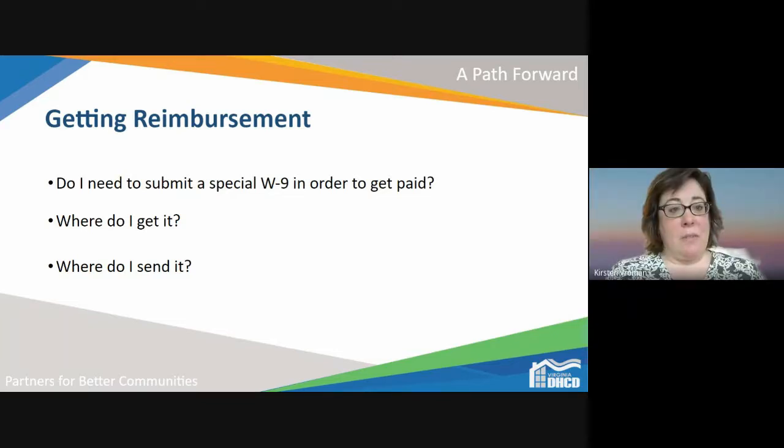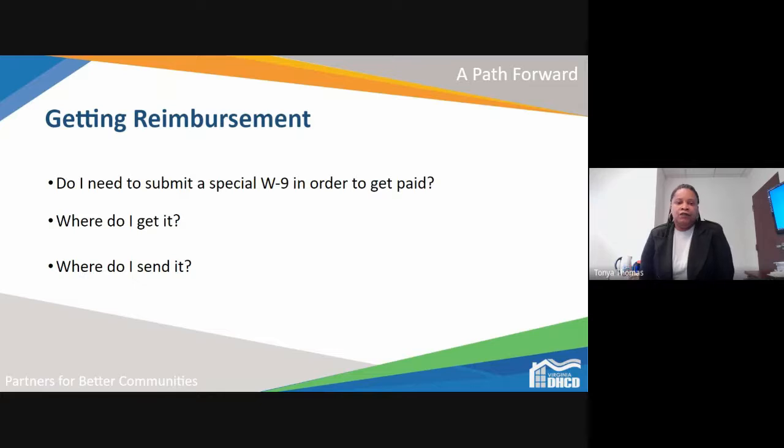Okay, Tanya, this is about getting reimbursement. The first question is, do I need to submit a special W-9 in order to get paid? Yes, the Commonwealth of Virginia has a separate W-9. It's called the substitute W-9 form that all subrecipients, if you're new with doing business with the Commonwealth of Virginia, are required to submit in order to get paid through the state.